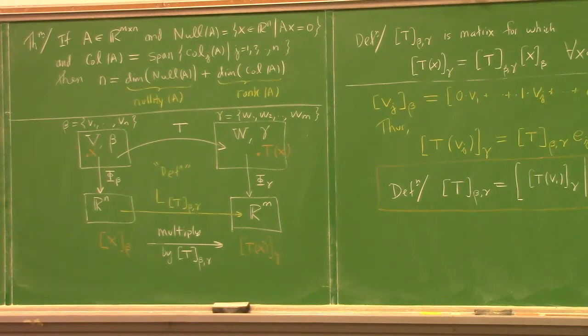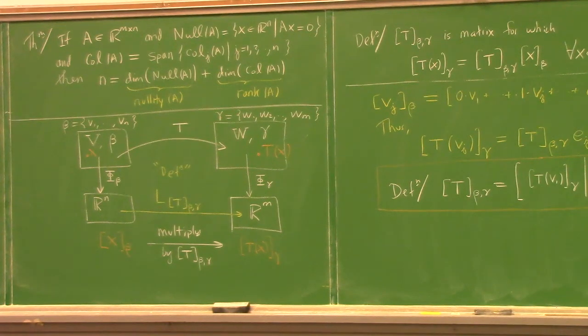I'll write above it what I was doing. This is T of v1. This is T of v2. This is T of v3. Coordinate vector of it, T of v4. So I'm saying this is v1, this is v2, this is v3, this is v4.